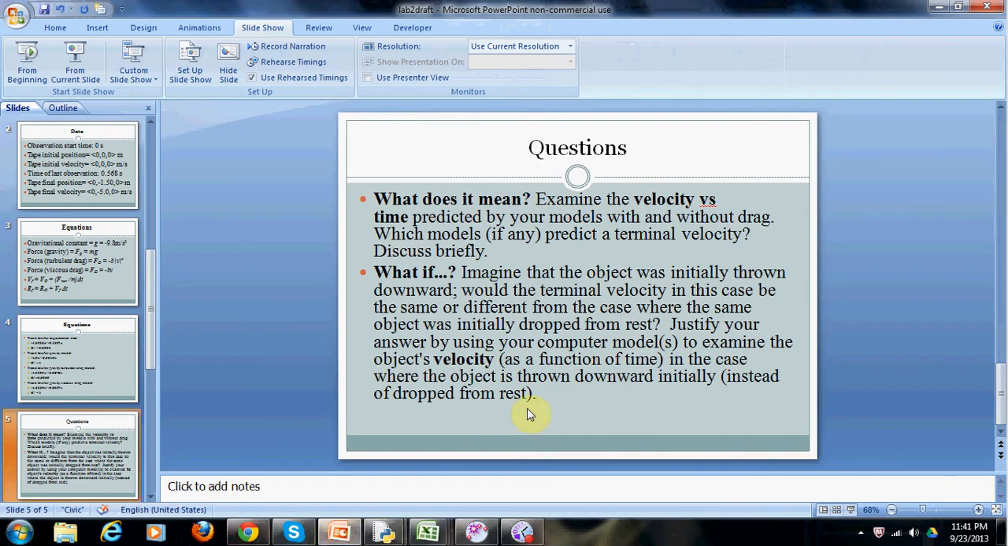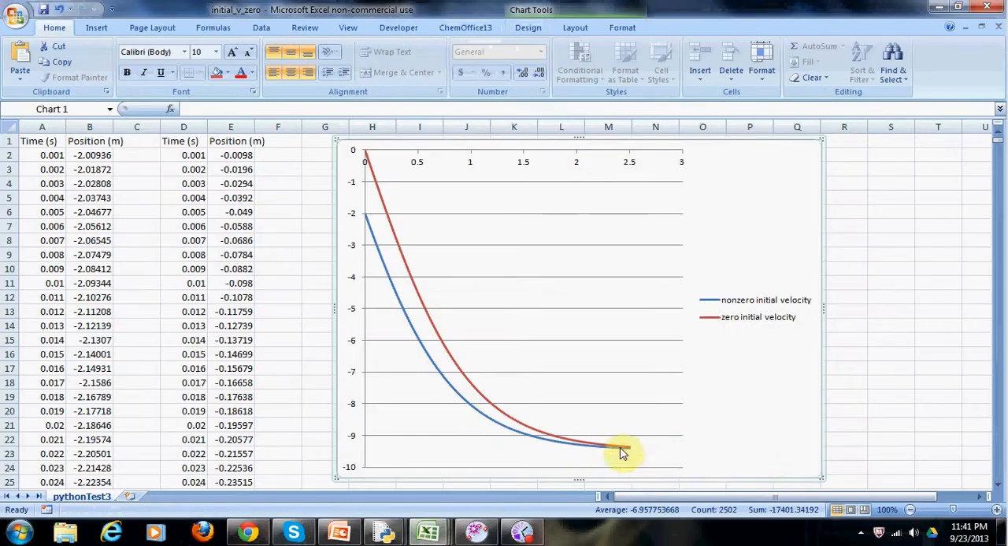Our next question is, what if? Imagine that the object was initially thrown downward. So if it was initially thrown downward, that would mean that the initial velocity was not 0. In order to study this question, I made another model where the initial velocity was -2 in the y direction, and I obtained this graph. The main question was asking whether or not the terminal velocity would be the same. And as you can see, it definitely is the same.